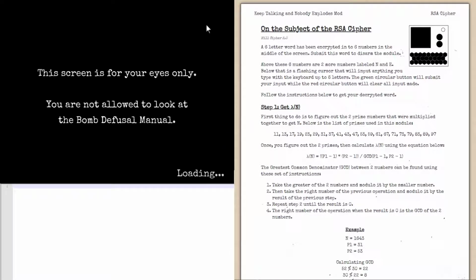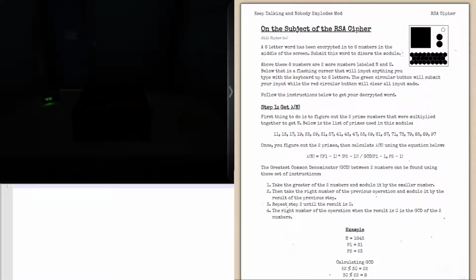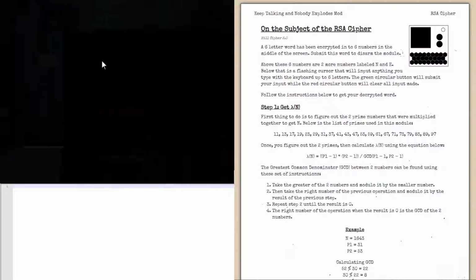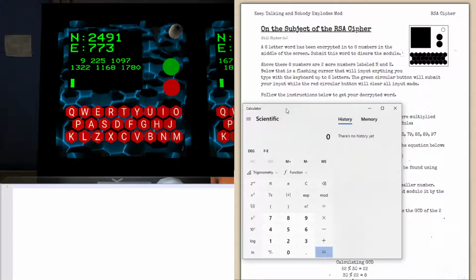Hello, my name is Sean, and today I'll be going over RSA Cipher. For this particular one, it's a very math-heavy RSA Cipher, so I'm also going to grab a calculator.